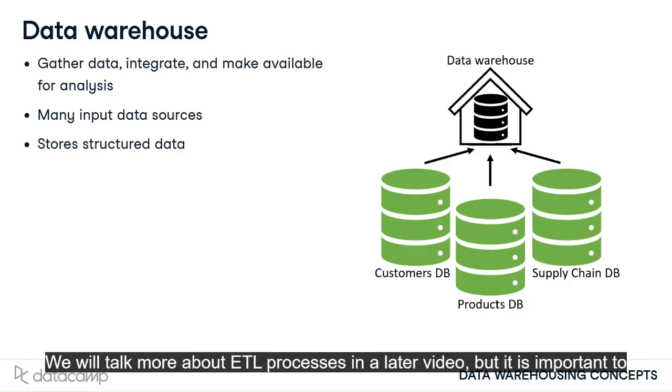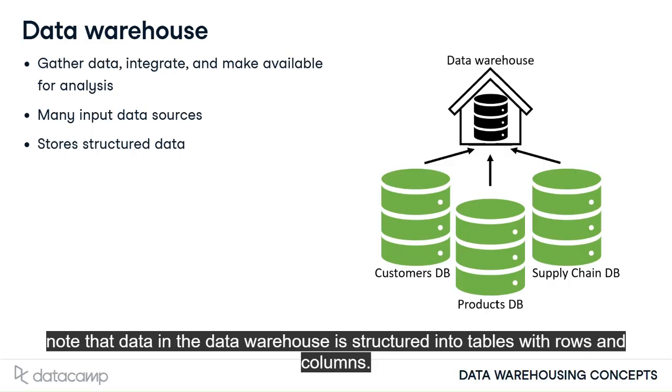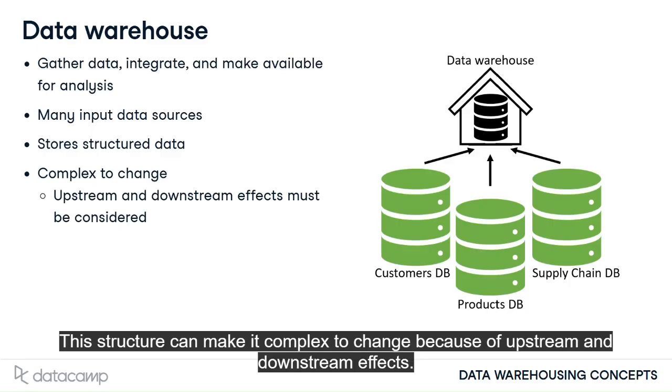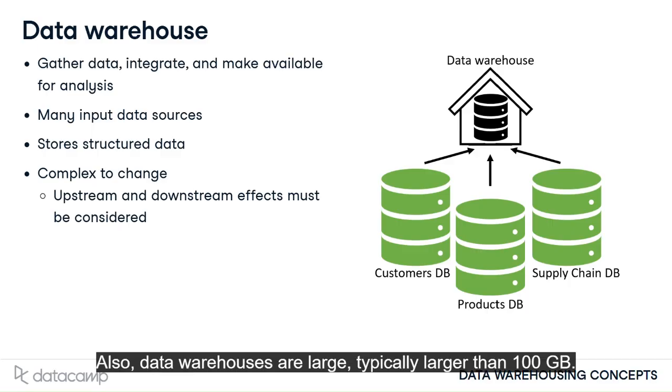We will talk more about ETL processes in a later video, but it is important to note that data in the data warehouse is structured into tables with rows and columns. This structure can make it complex to change because of upstream and downstream effects. Also, data warehouses are large, typically larger than 100 gigabytes.